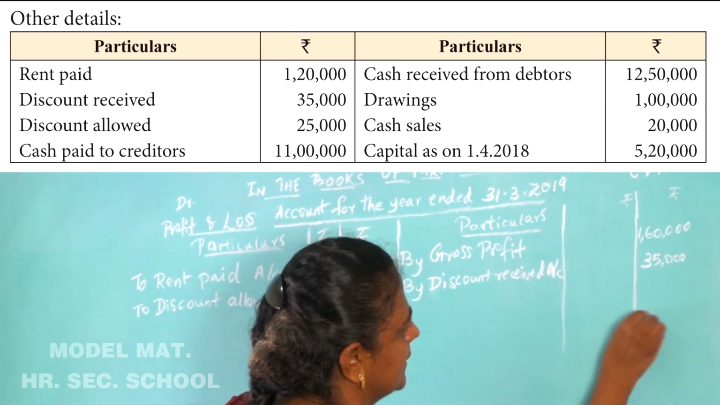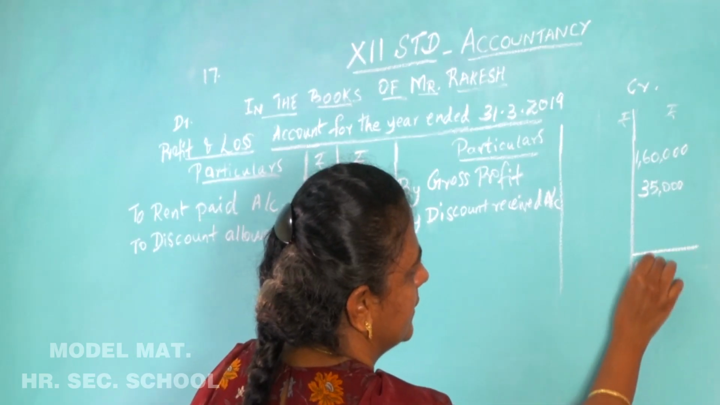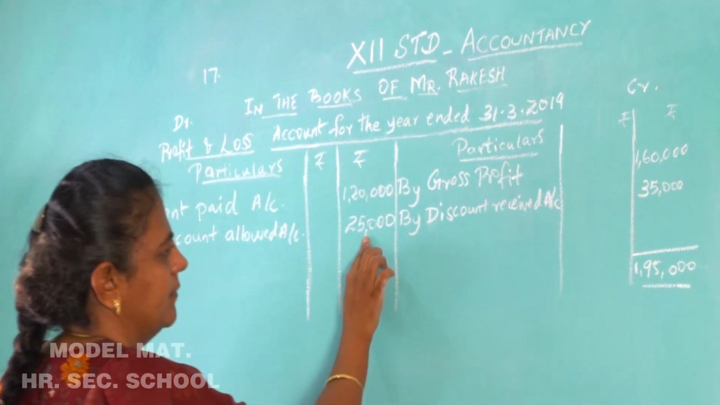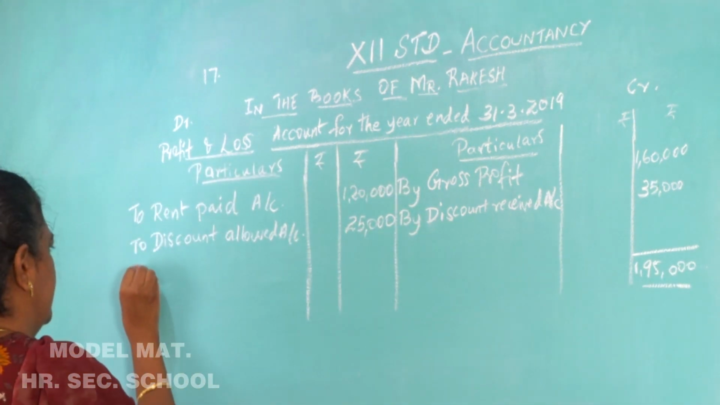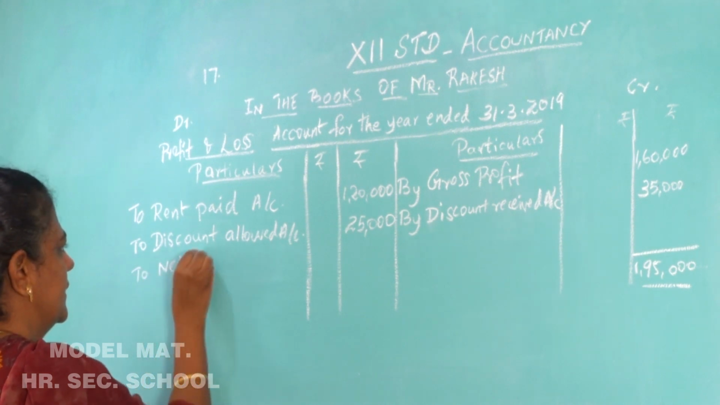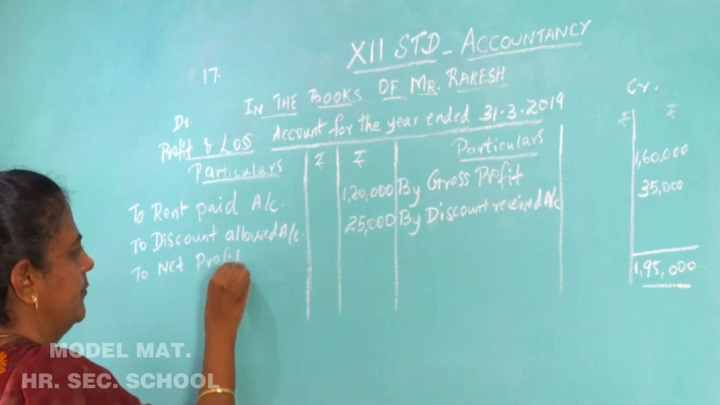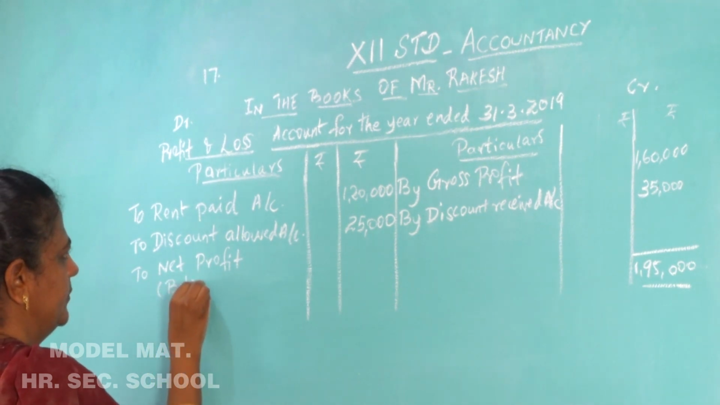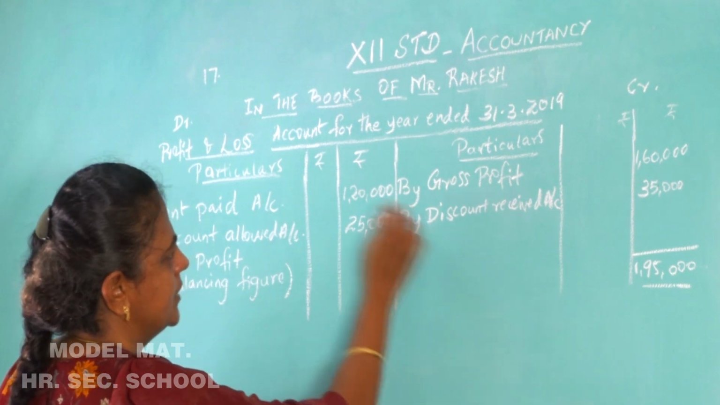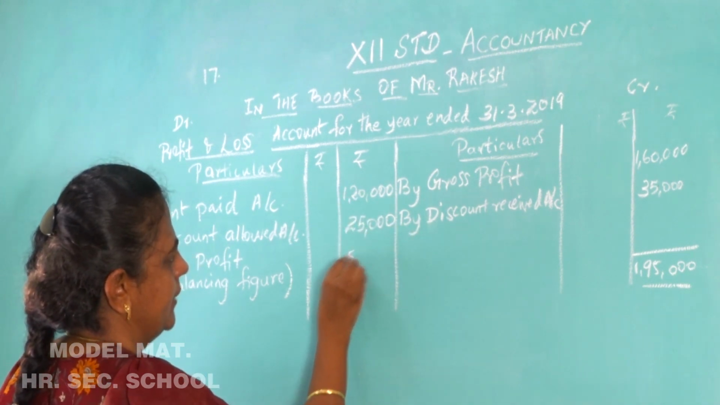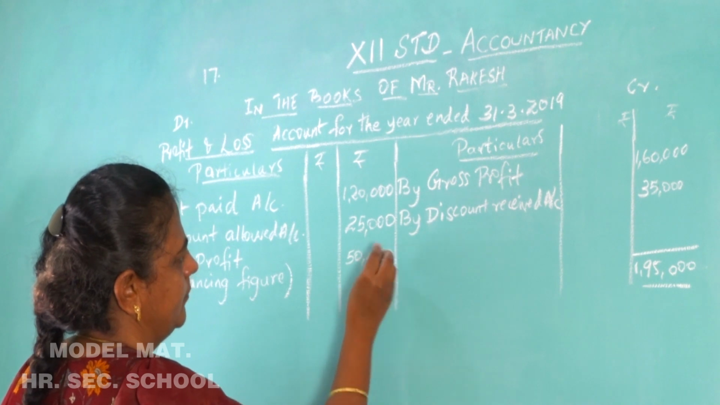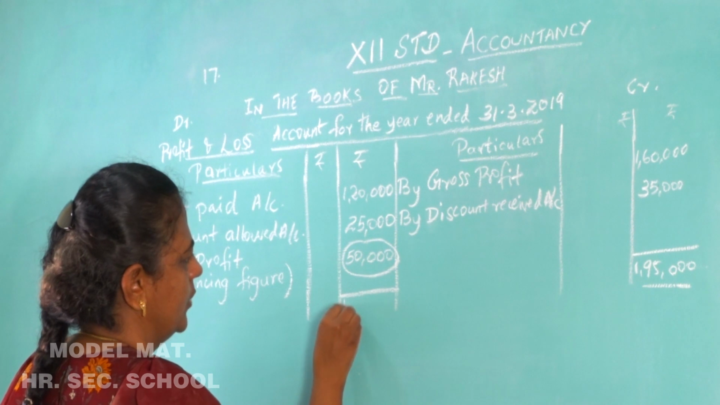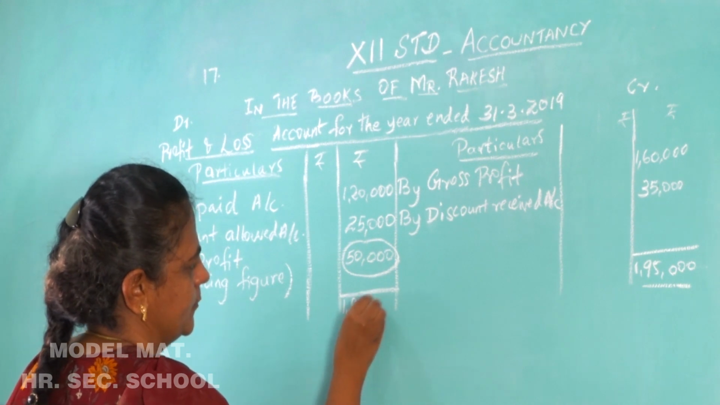So, add these, you will get 1 lakh 95. So, that minus this will give you your net profit. That is the balancing figure. So, 1,95,000 minus 1,45,000 will give 50,000 as your net profit. So, put a circle for the net profit and put the total 1,95,000.